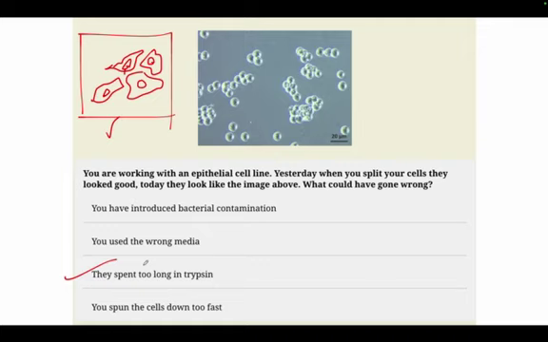There is one more small topic in this section, which is differential centrifugation. So just give me 1 minute and then we'll get to that topic.